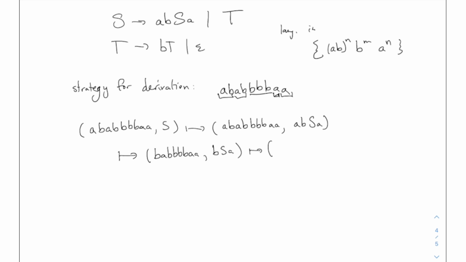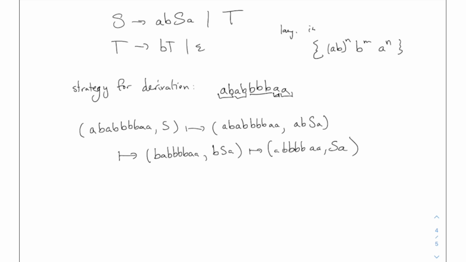Oops, it doesn't start with a B anymore. Now it starts with A. And then BBBBA, comma, SA. All right? And now I have another grammar non-terminal symbol, and I can decide now what that S should turn into in order to continue my derivation.